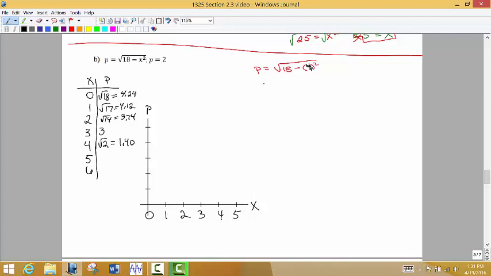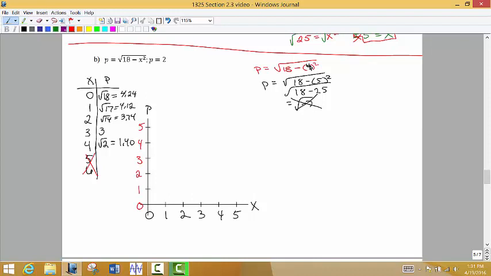If we put in a 5, let's be careful about that. If we put in a 5 and I square it, that's 18 minus 25, which gives me the square root of negative 7, which is not possible. That's an imaginary value, and we're not allowed to have those values. So 5 and 6 are too big to put into the function. So let's go through and label. Now this time my p-values are pretty small, so I will label just in units of 1.